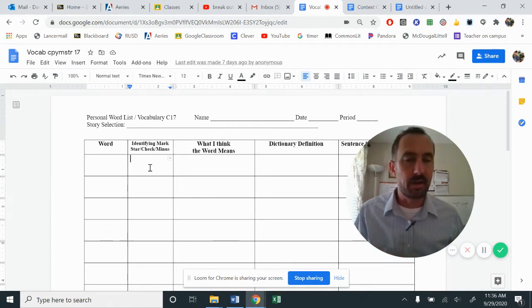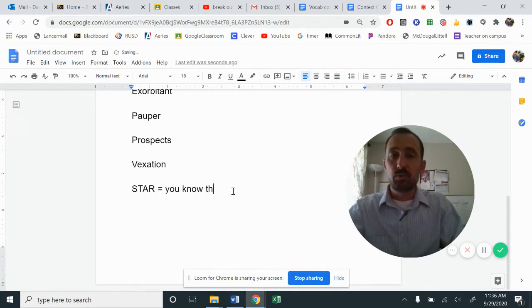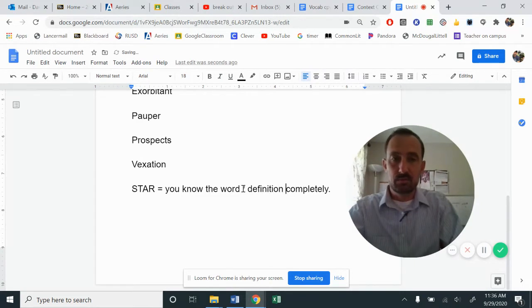So you want to put an identifying mark. Star means that you know the word 100%. Oh yeah, I know what ruinous means. I've used it before in a sentence. I know the definition. Yes, I use ruinous in my own vocabulary. Perfect. If you put star, that means you know the word completely. You know the word, you know the definition. So that's the first thing. The second thing is a check mark.